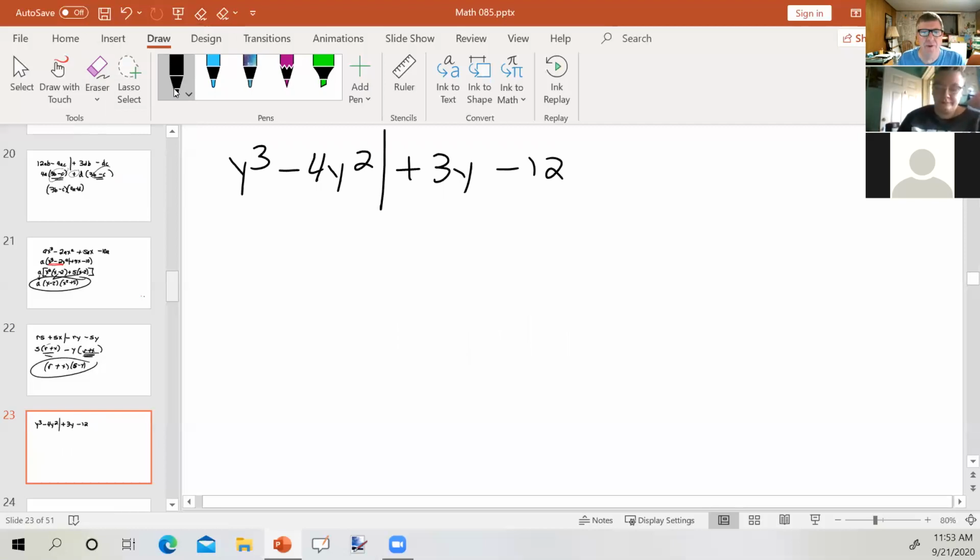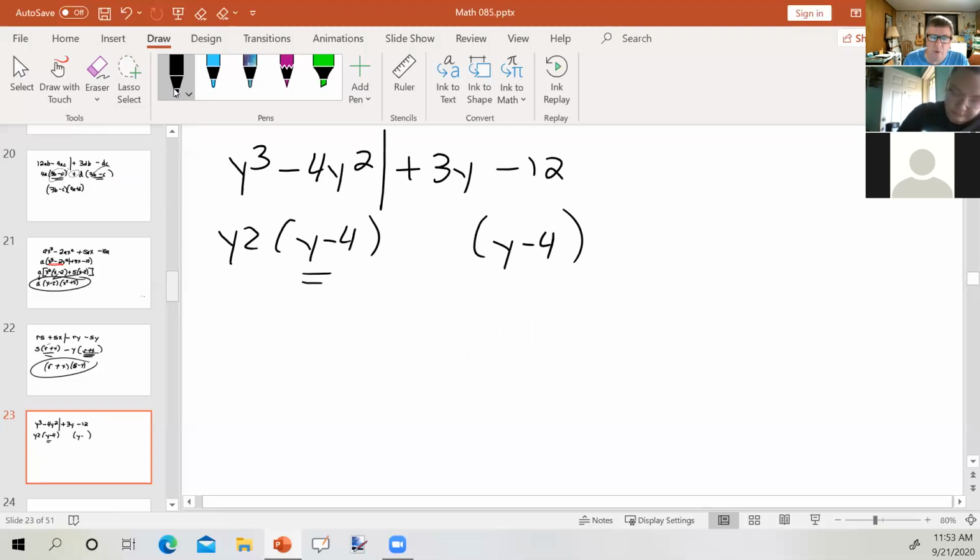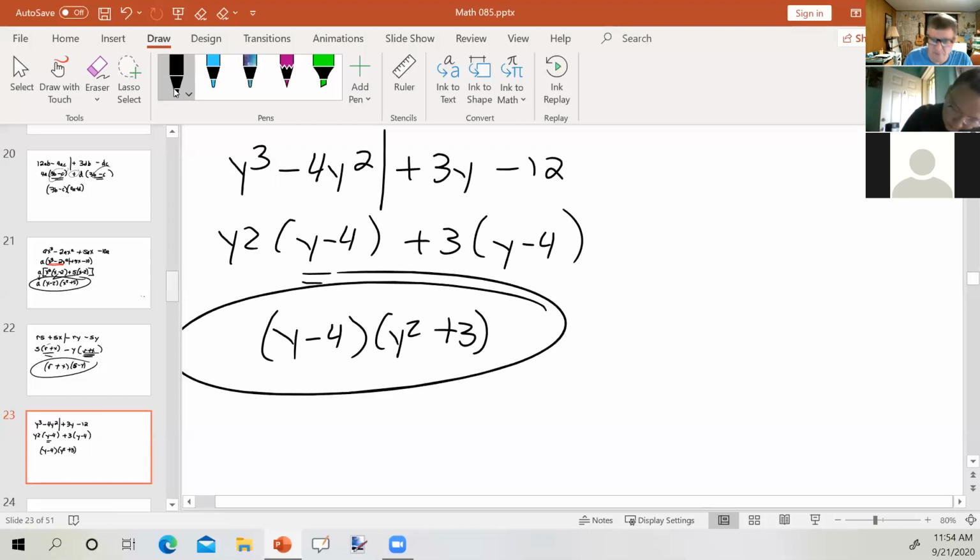Now I'll go back and see if I can group it. So if I need to rearrange the terms, I can do that. So now my greatest common factor here would be y squared, and I'd have a y minus 4. So what do you think is going to go over here in the parentheses? Well, it's probably going to be a y minus 4. And in fact, if I take out a positive 3, I get a match of y minus 4. So then I've got y minus 4 times y squared plus 3. And there you have it.